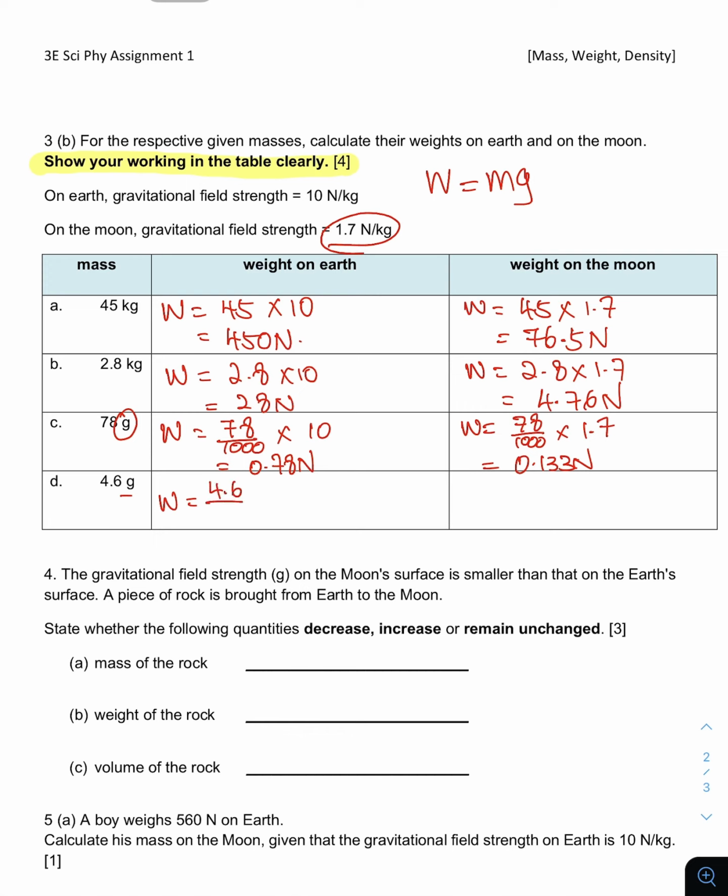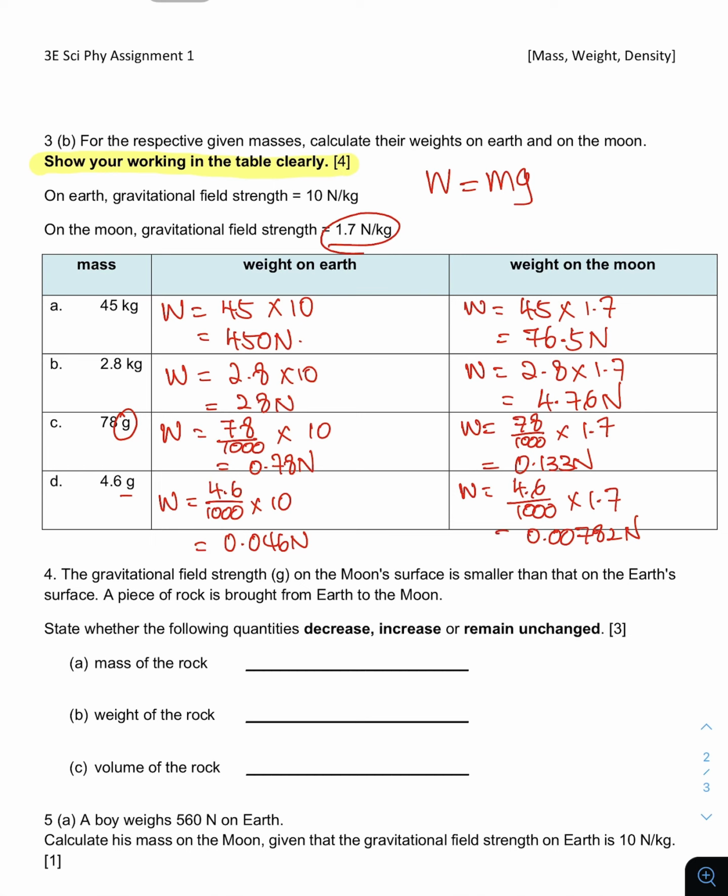Last part, 4.6 gram, same thing. 4.6 divided by 1000, multiplied by 10, I get 0.046 Newton. And then for the weight on the Moon, W equals 4.6 over 1000 multiplied by 1.7. Answer is 0.00782 Newton.